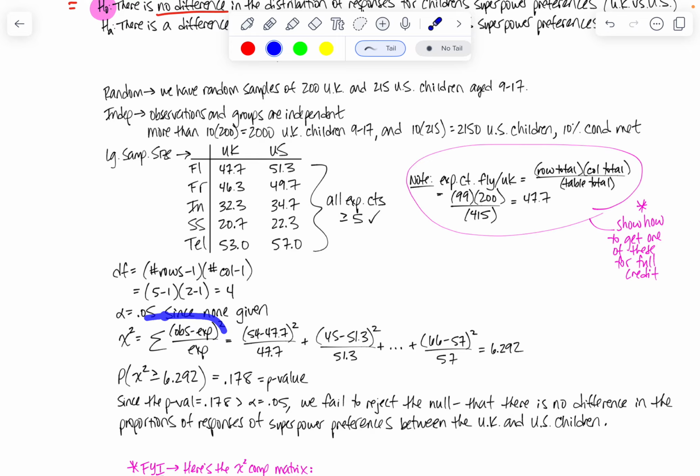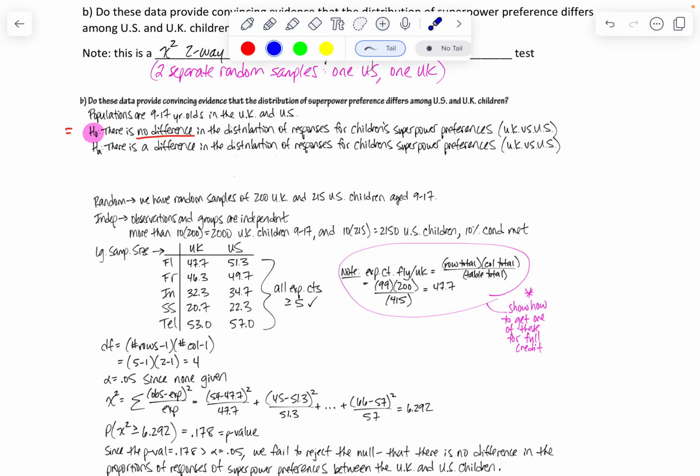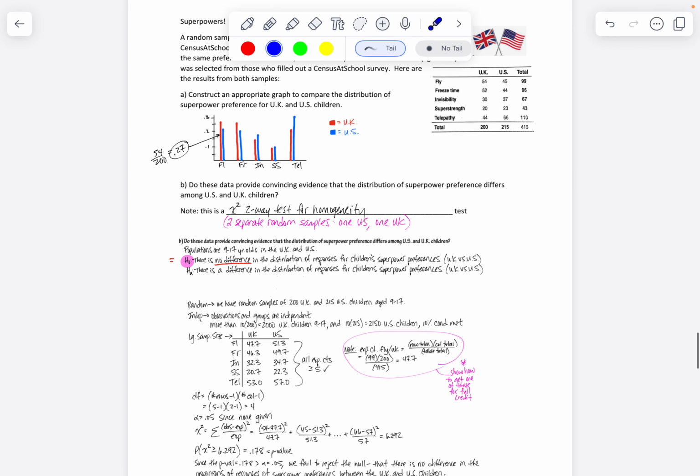Okay, here's my formula from the formula sheet, and I'm going to start plugging in my numbers. So first, let me zoom back out. I am comparing the 54 to the 47.7 right here. Observed minus expected squared over expected. Next, I am comparing this 45 to this number, and I'm plugging that in. And then I don't want to do that for all 10 positions in this matrix because that would take a while. But I have proof that I know how the formula works. So I'm going to put the 3 dots, and then I'm going to use the last position here, the 66 and the 57. That's what goes here. And then I'm going to leave a big blank, and I'm going to go back to Desmos because Desmos is going to calculate that number for me.